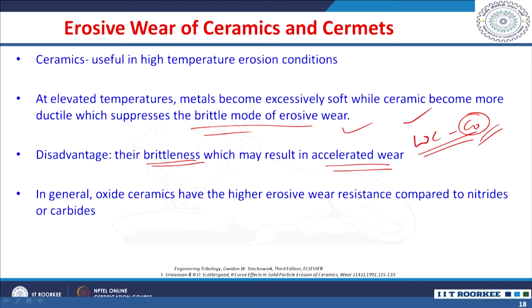Tungsten carbide cobalt is a very popular hard material used as cutting tools, where you can find less erosive wear. In general, oxide ceramics have higher erosive wear resistance compared to carbides or nitrides. For example, aluminum oxide, zirconium oxide or zirconia toughened alumina oxide ceramic materials have higher erosive wear resistance compared to silicon nitrides or silicon carbides.